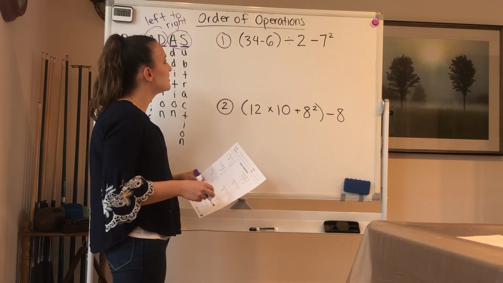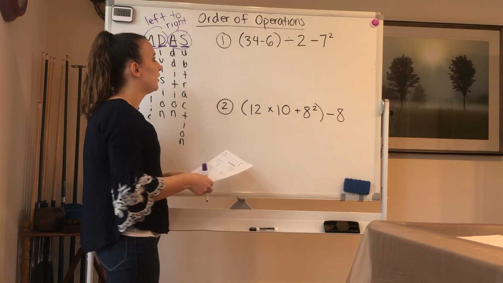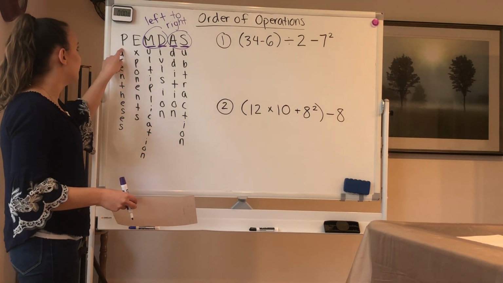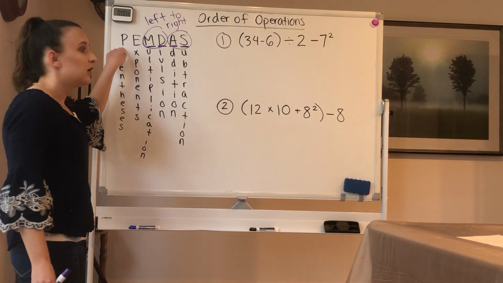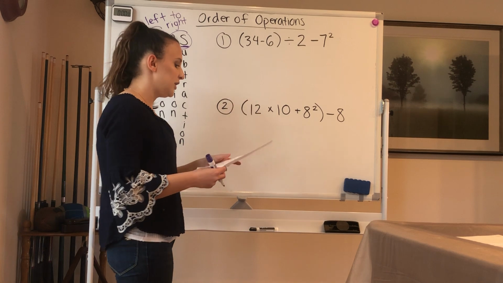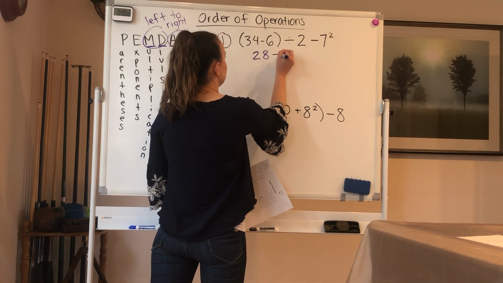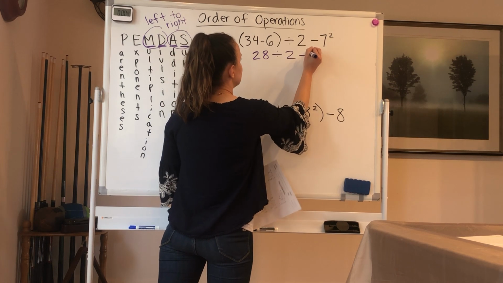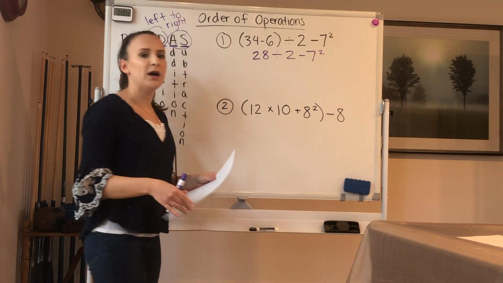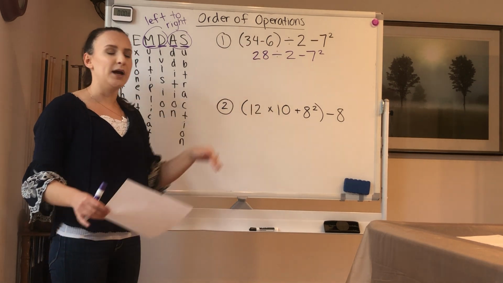34 minus 6 in parentheses divided by 2 minus 7 squared. So if you look at PEMDAS, the very first step is parentheses. So what you're going to do is solve what's in the parentheses first. So 34 minus 6 is 28. So now we have 28 divided by 2 minus 7 squared. This is what I'm talking about with solving one step and rewriting the entire thing every time.